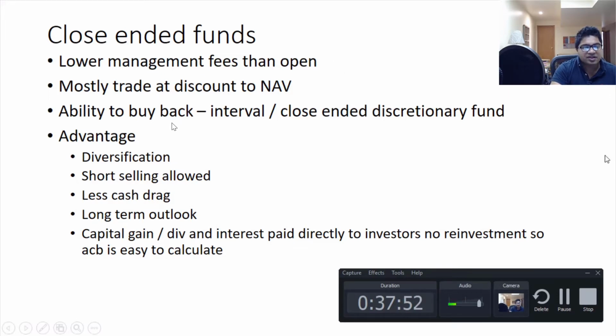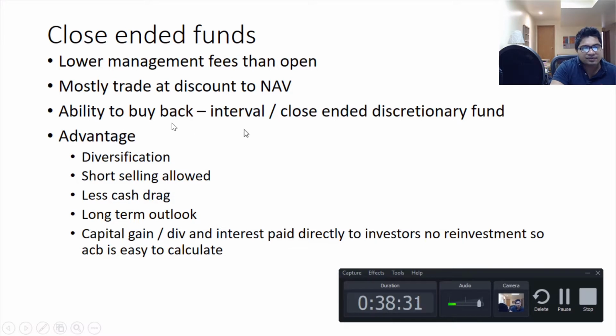The difference between an ETF and a close-ended mutual fund: ETFs, like we saw in the last class, have an in-kind redemption and creation process. Close-ended mutual funds do not have an in-kind creation and redemption process. The advantage is they have lower management fees than an open-ended mutual fund. An important fact is that they mostly trade at a discount to NAV. Even though their units are listed on exchanges, they trade at a discount to NAV, and this discount generally increases in a bear market.